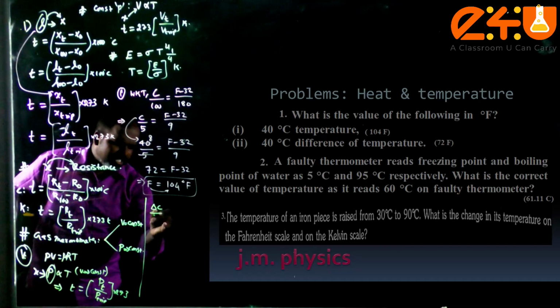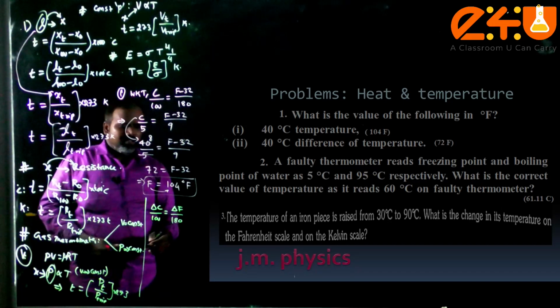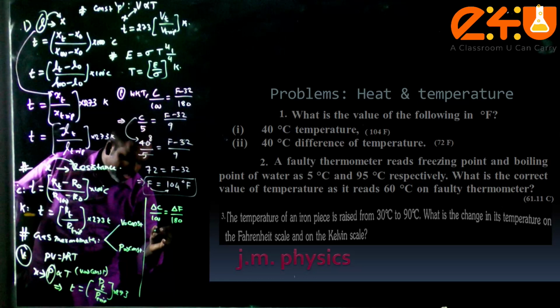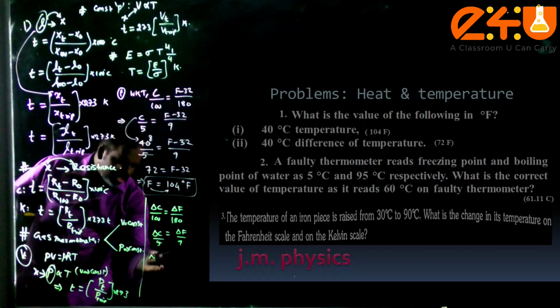So delta C by 100 is equal to delta F by 180, we wrote. That is the formula we were given for the second part. So again we can write that delta C is equal to delta F, this will be 5 and this will be 9. So we need the delta F value.